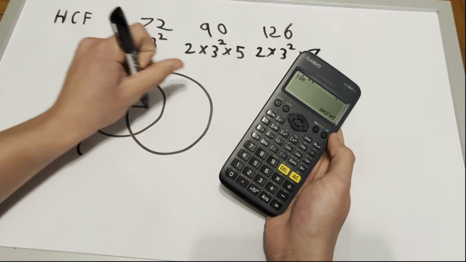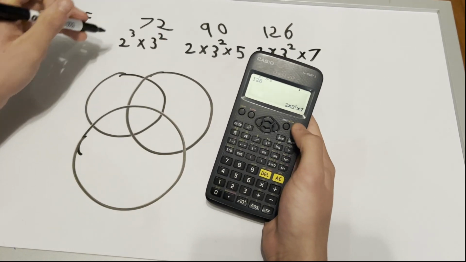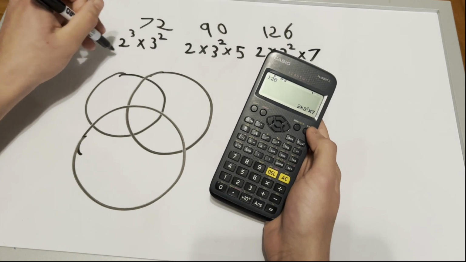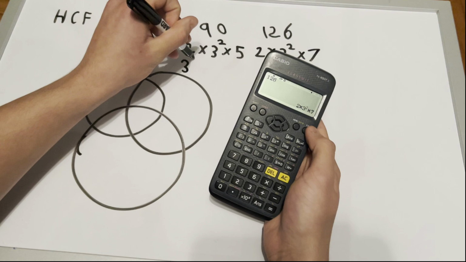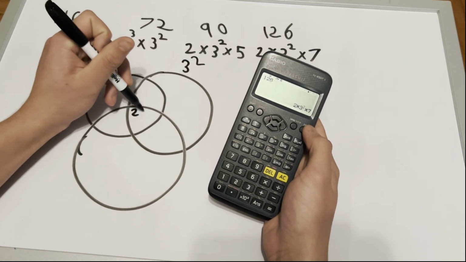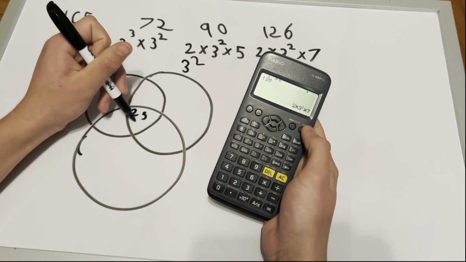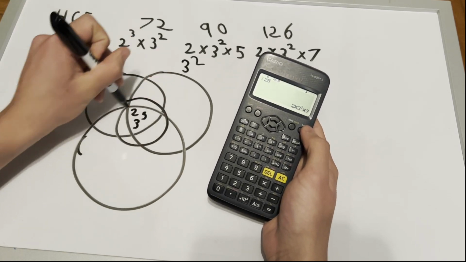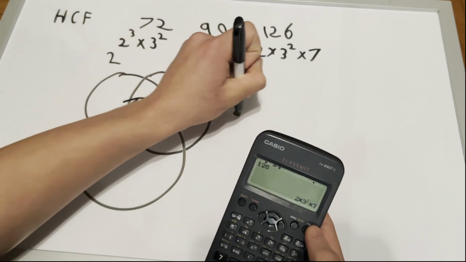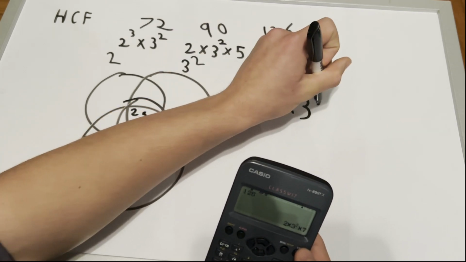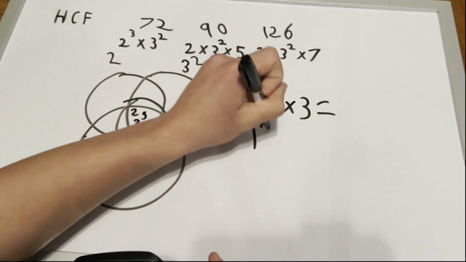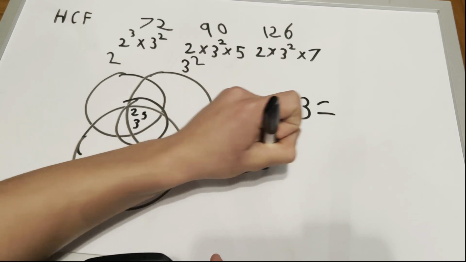Here we draw out our Venn diagrams for each number, and if we look at all numbers have common factors of 2 and 3 squared. So we write in the centre intercept 2, 3 and 3. This is our highest common factor, so we now write 2 times 3 times 3, which gets us to the answer of 18.